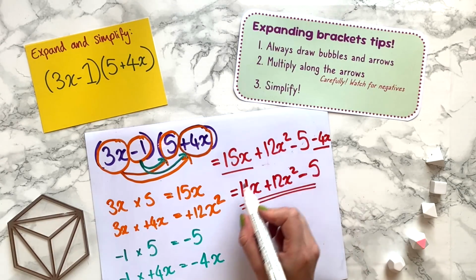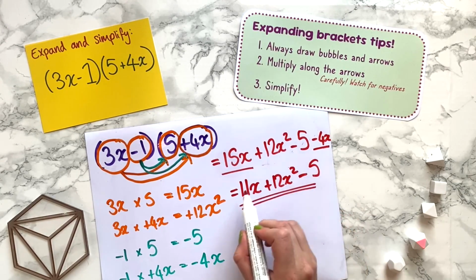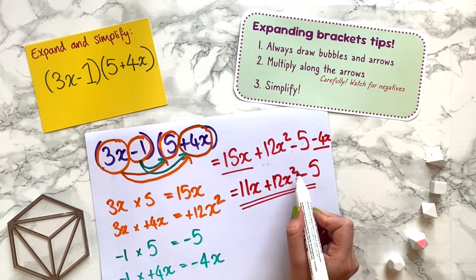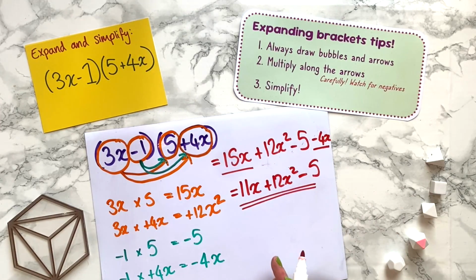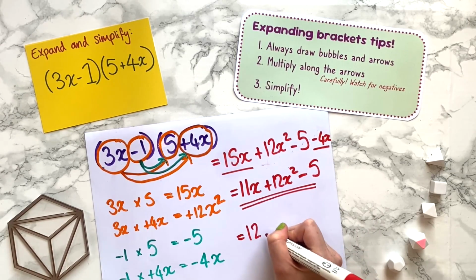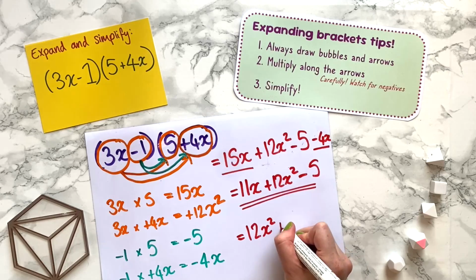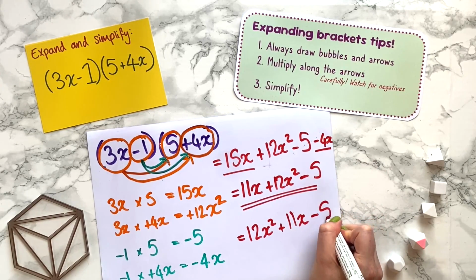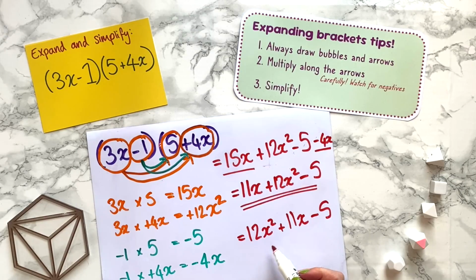If you want, you can rewrite this. You can move the terms around in a different order. So it's more common to see the bigger x term on the left-hand side. So this is also the same as I could put this x squared term at the start, plus this 11x, it's the positive 11x, minus the 5. This is the same thing as well. So both these two expressions are this expanded and simplified.